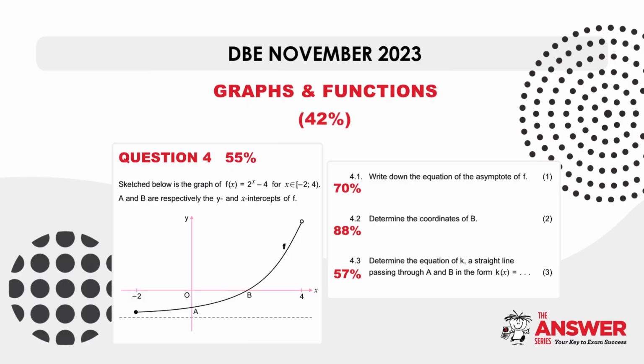Let's start by having a look at the overall performance of the Graphs and Functions section, and then we will look at question 4 specifically. The Graphs and Functions section of the November 2023 matric exam had a 42% average achievement overall countrywide. The whole of question 4 from this topic achieved a 55% average, and if we look at the first 3 sub-questions, 4.1 achieved a 70% average, 4.2 an 88% average, and 4.3 a 57% average.